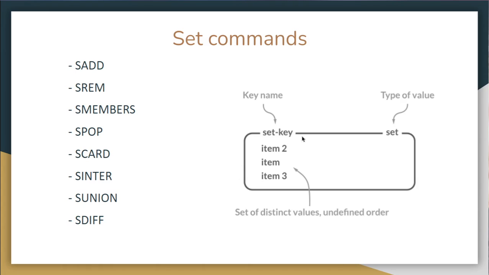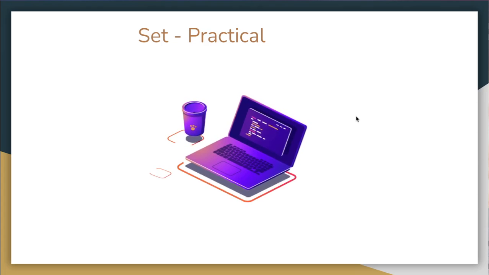It's similar to a list, but instead of duplicates, it shows only unique values. A set of distinct values. If you see that line, this is the actual image from the Redis website. This is the best definition and best diagrammatic representation. Let's go for the practical approach.